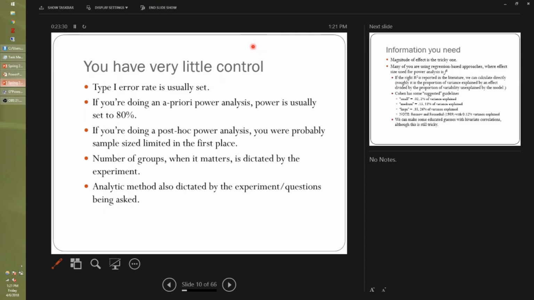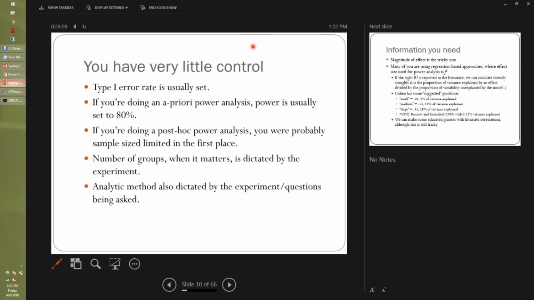If you're doing an a priori power analysis, where you're trying to fund a grant, do your qualifying process, your dissertation, 80% power is typical, it's the cutoff that everybody wants. If you're doing a post hoc power analysis right after the fact, your sample size was probably limited in the first place. You had no control over how many people you gathered data on. And if you don't have control over how many people you're gathering data on, there's no point in doing an a priori power analysis, because you can't act on it. If you have 80 people and your a priori power analysis says you need 120, you can't do anything about it. So you have very little control.